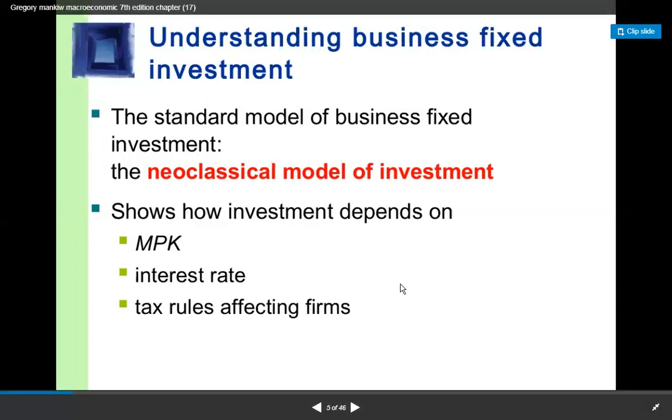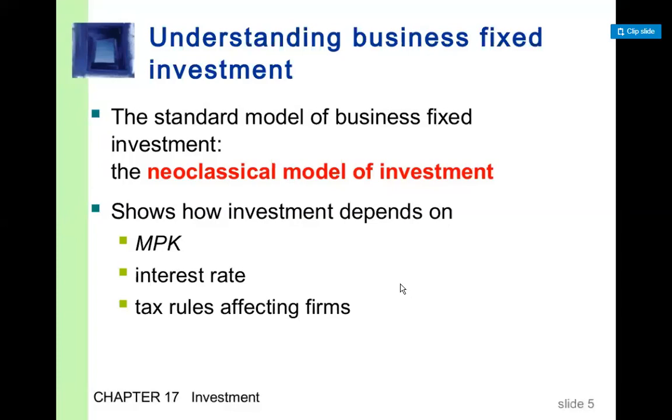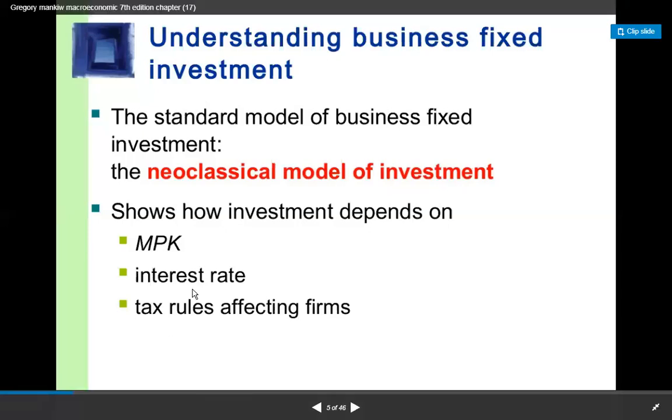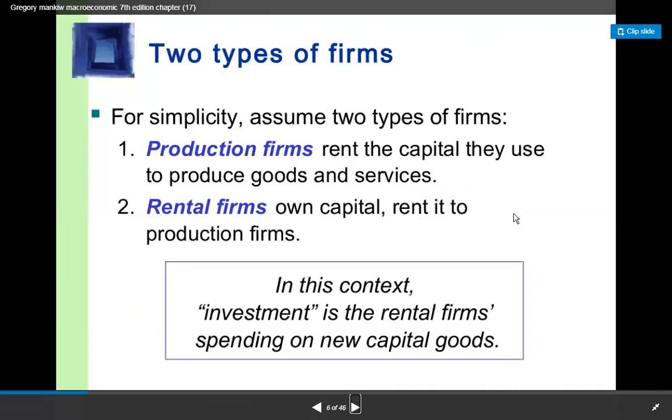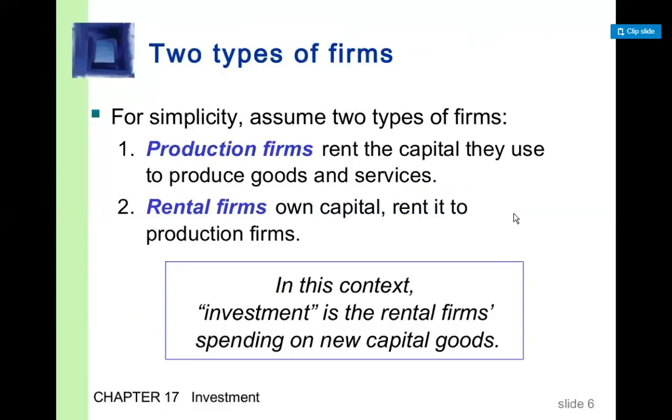These three points we will discuss step by step under the new classical model of investment. Again, the first point: how does investment depend upon marginal product of capital? Second: how does investment depend upon interest rate? Third: how does investment depend upon tax rules affecting firms doing business fixed investment? Now we are going to the next point, which is very interesting and a very basic point, very important for you to keep in your mind.